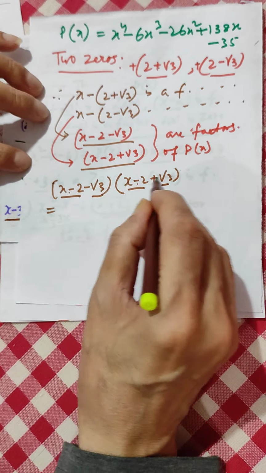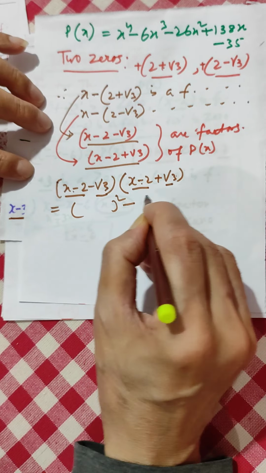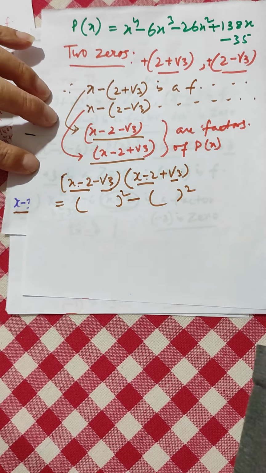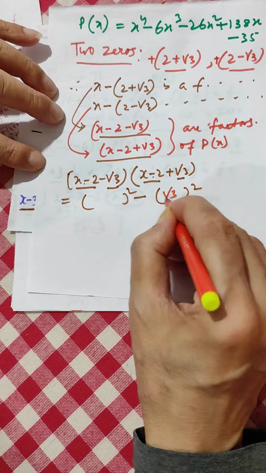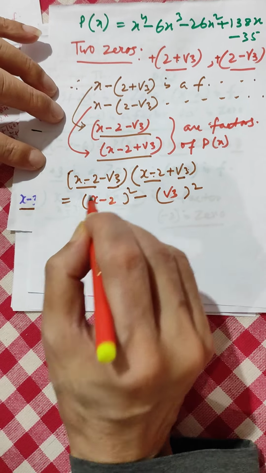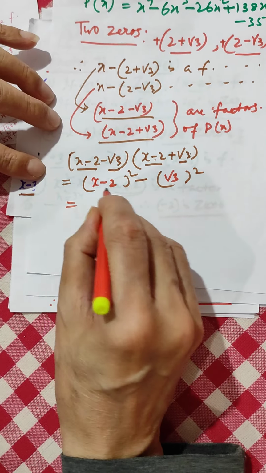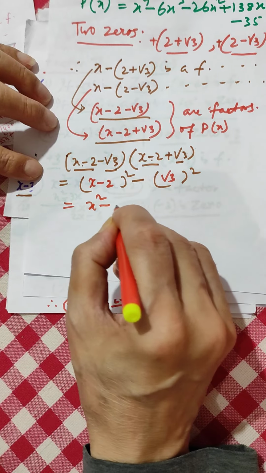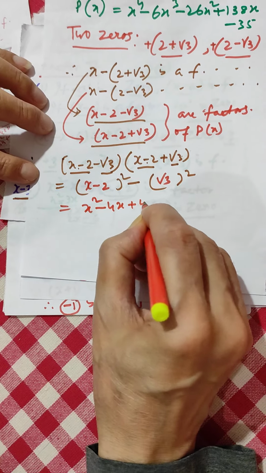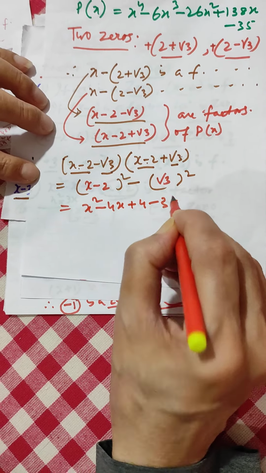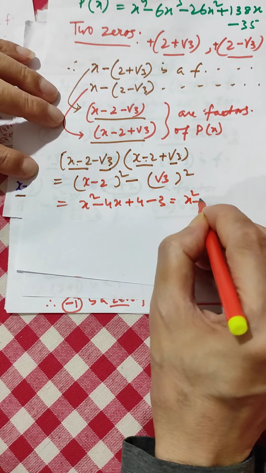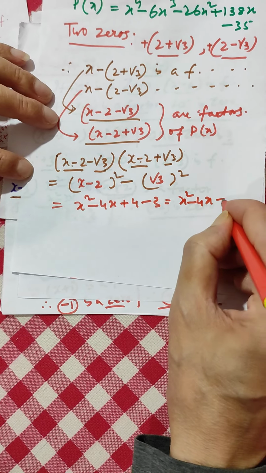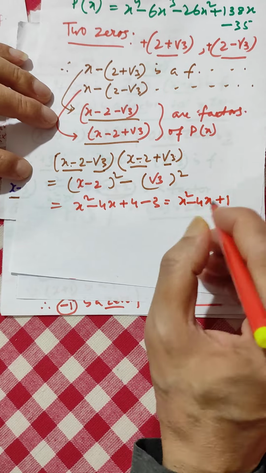So (a minus b)(a plus b) is a square minus b square. Now what is b? b is root 3. And what is a? x minus 2. Now, by the (a minus b) whole square formula, x square minus 4x plus 4, minus 3. So finally we get x square minus 4x plus 1.